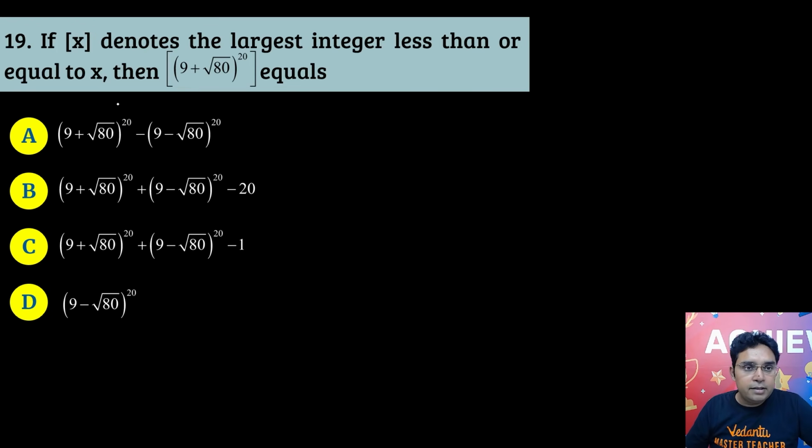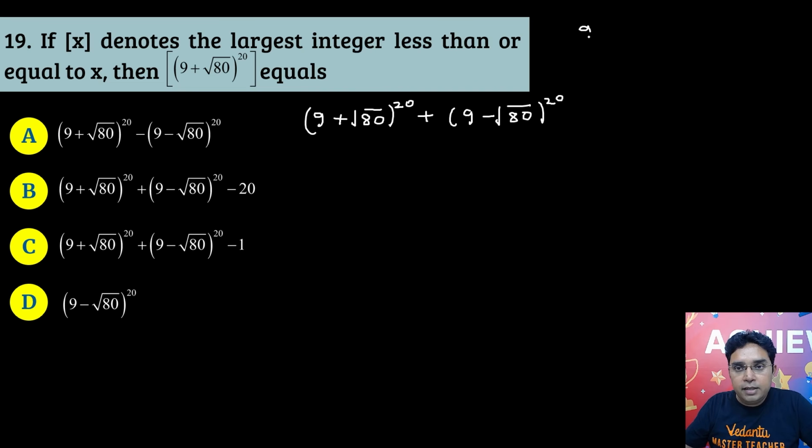Coming to this 19th. This question is based on RF theorem, very famous thing in binomial theorem. This int x denotes largest integer less than or equal to x. Then we have to find the greatest integer part of 9 plus root 80 whole raised to the power 20. For that, what we do, 9 plus root 80 whole raised to the power 20. I will take one more expression, 9 minus root 80 whole raised to the power 20.